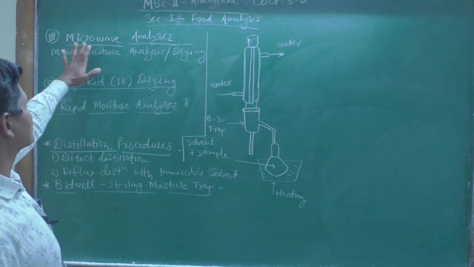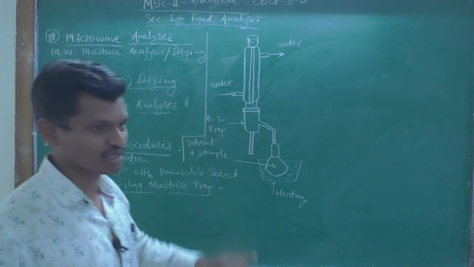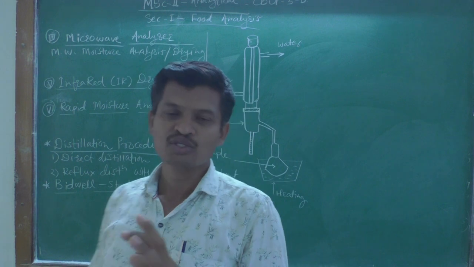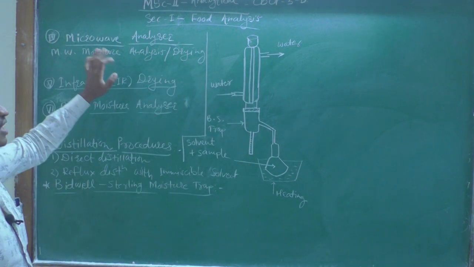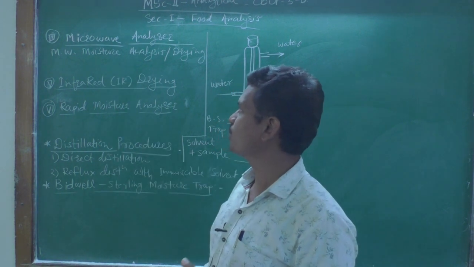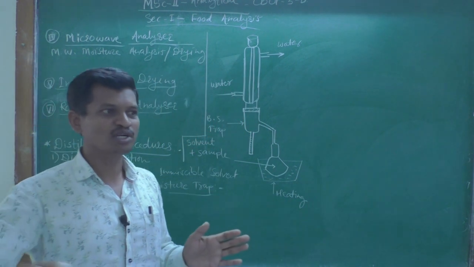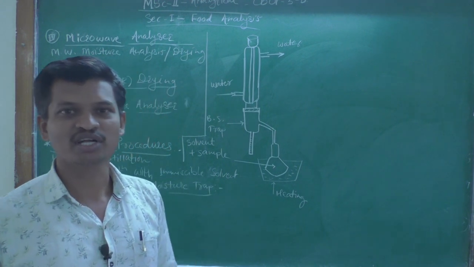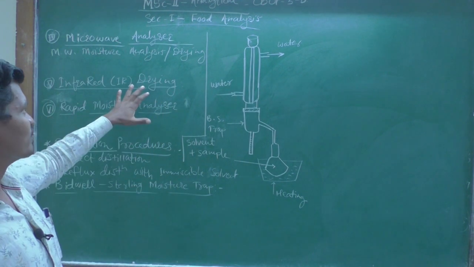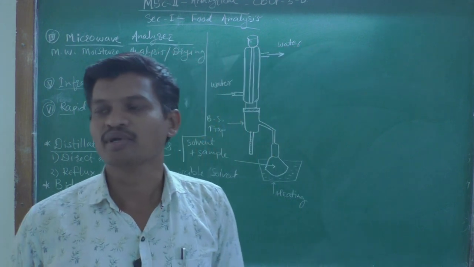So the fourth method is the microwave analyzer, also called the microwave moisture analysis method, or microwave drying simply. The title itself indicates that in this method we are using microwave radiations for the drying purpose. Up to this point, in the advancement of the different types of procedures for moisture content analysis, this was the first time in the development in this field that we used a microwave analyzer for moisture analysis.